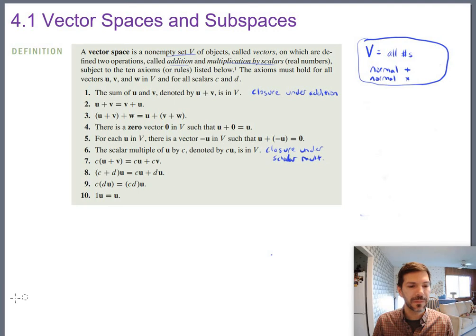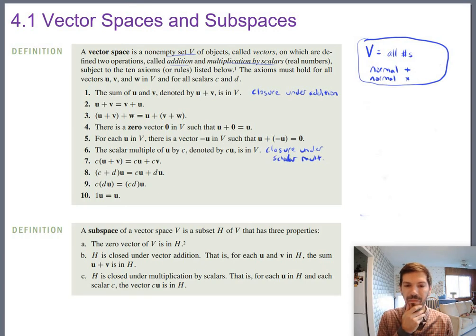Okay, let's talk about a couple more ideas before we close this video out. Let's talk about what we mean by a subspace. So a subspace of a vector space is a subset. Subset just means a smaller collection drawn from the bigger one. And this subspace only needs to have 3 properties. It needs to have the 0 vector, it needs to be closed under addition, and it needs to be closed under multiplication by scalars.